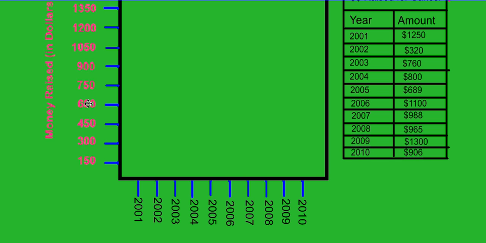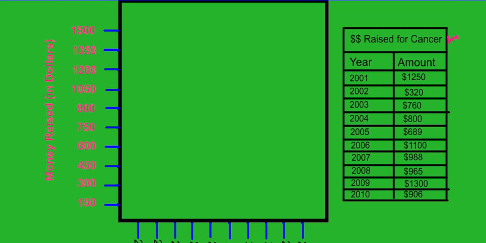It should look like this. Make sure again that you're labeling over here what these numbers stand for. The money raised in dollars for cancer by JMS, or by your school maybe.